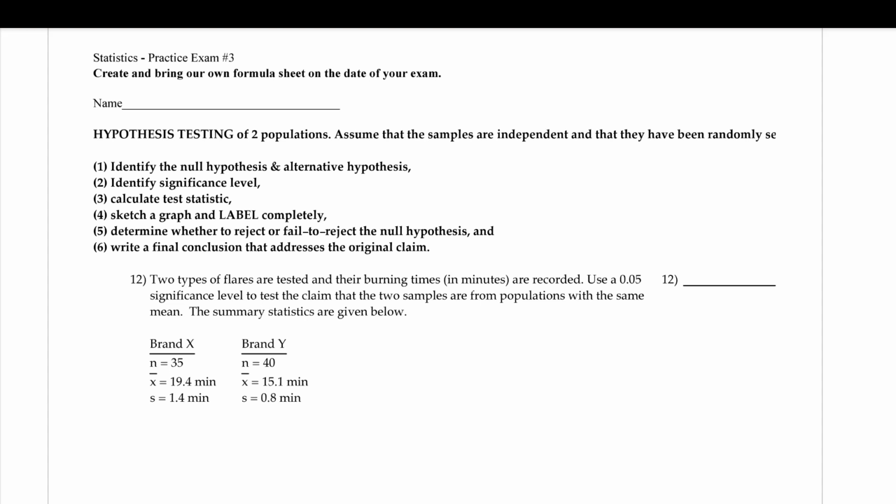The summary statistics are given below. Okay, so they just give us a nice, neat list of statistics from the sample. So we have 2 different flares that are being tested. We have brand X and brand Y. I'll give them better labels. I'll call this 1 and 2.